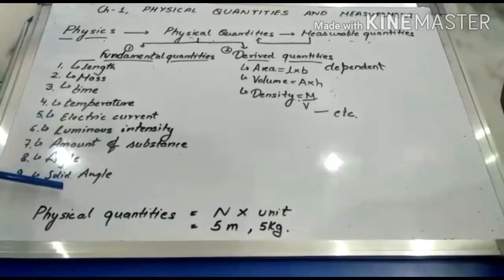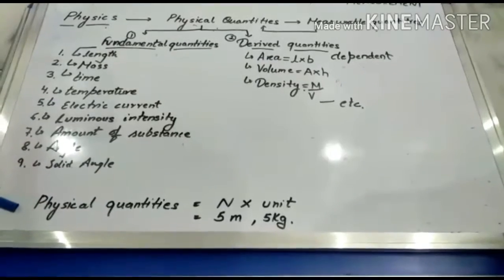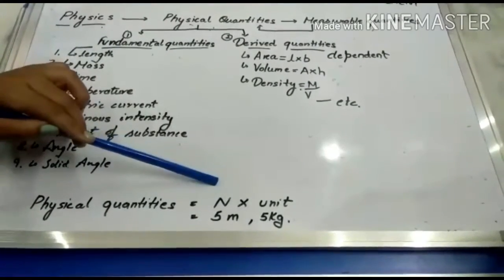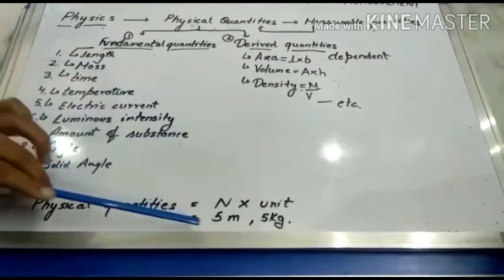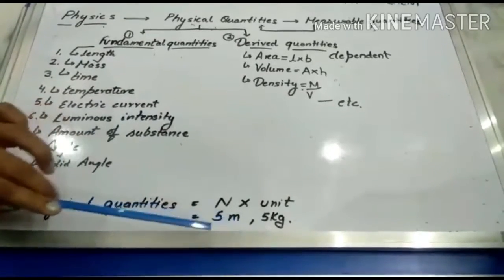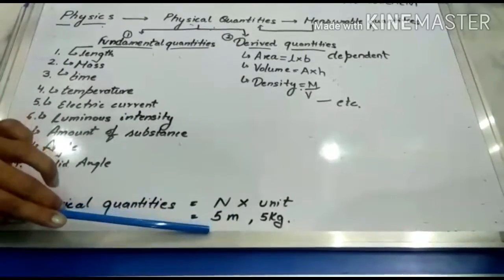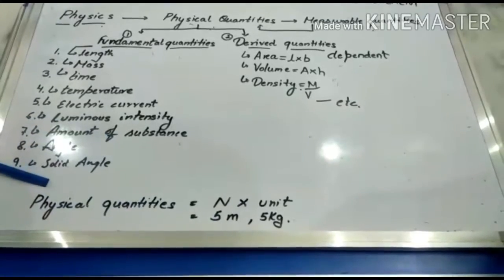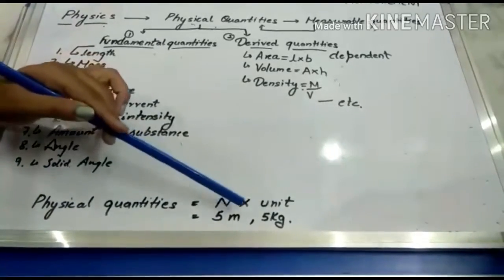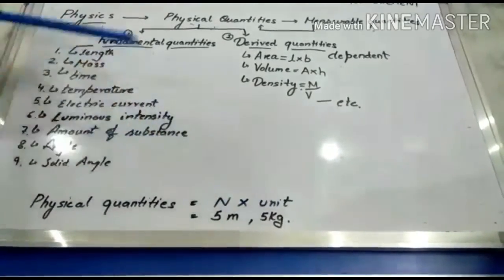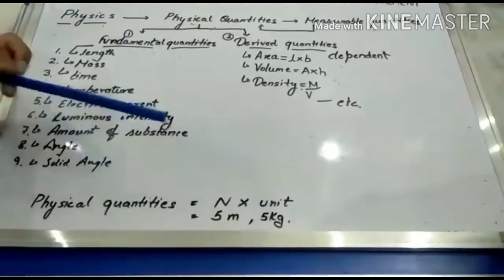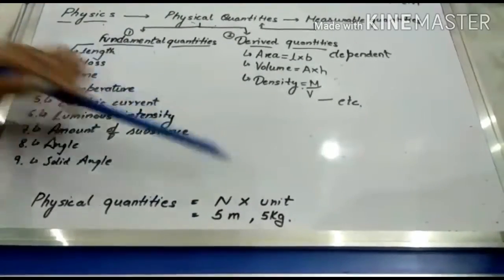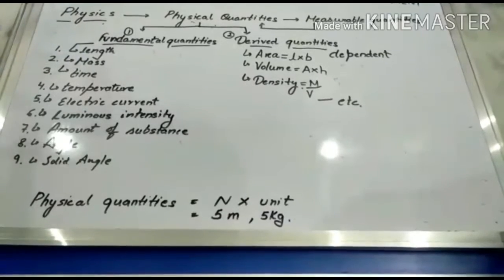Now, see the formula of physical quantity. Physical quantity is equal to a numeral value into unit. If we attach a unit with any fixed number, it becomes a physical quantity, because the unit tells the identity of that particular number, like whether it is of length or of mass. That's it for today.